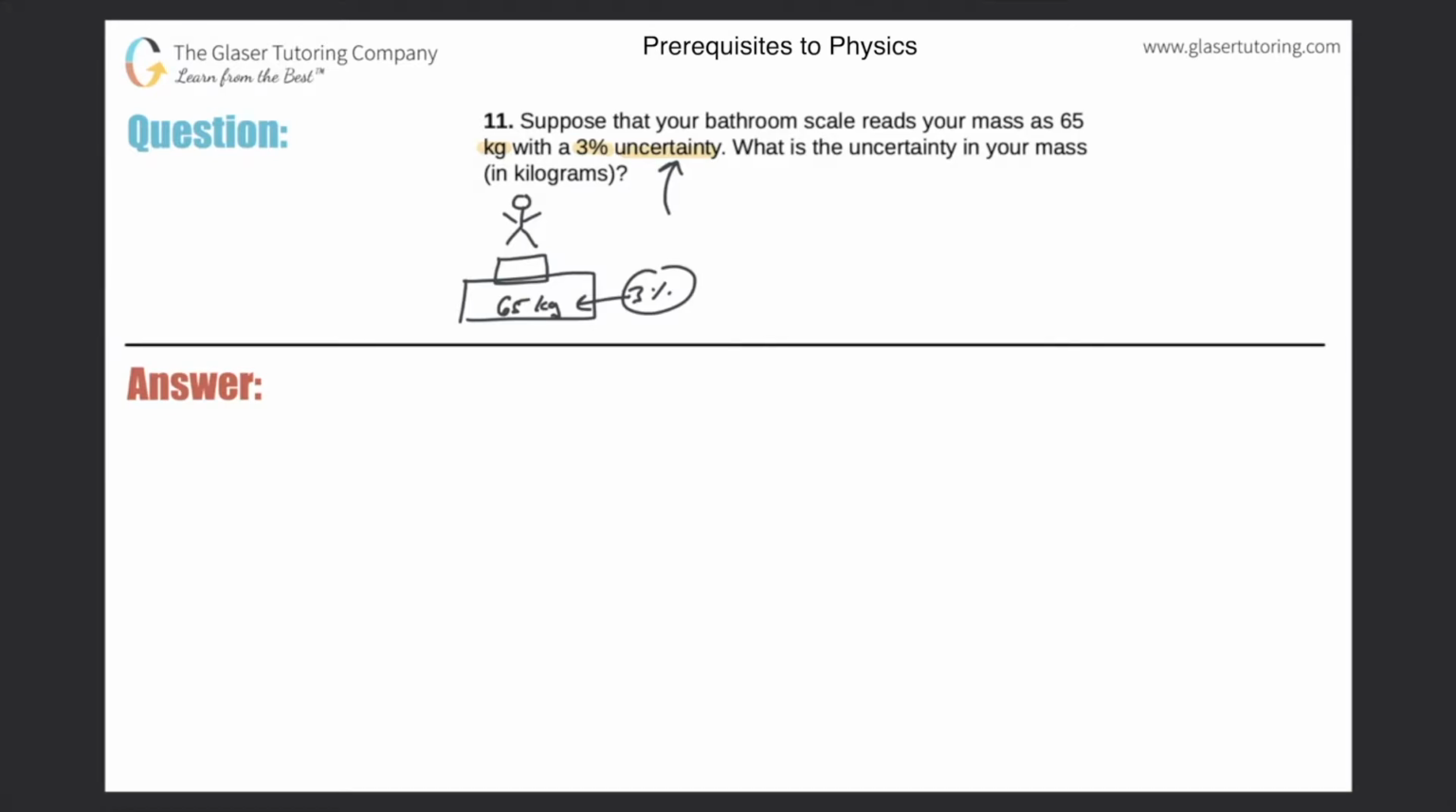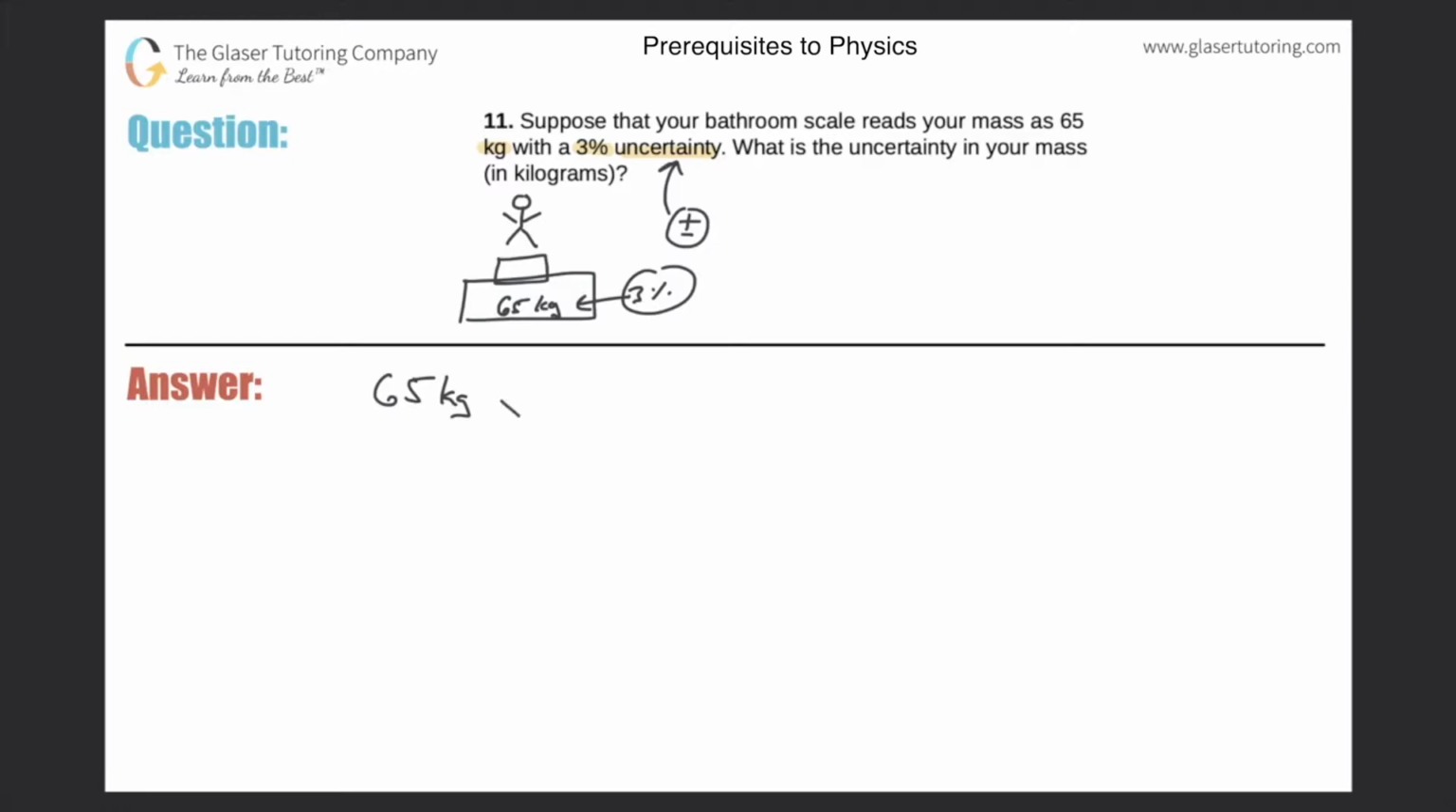So when we're unsure, right, maybe the true mass is 65 kilograms, right? Or maybe it's not. Maybe it's 64 kilograms, or maybe it's 66 kilograms, right? It could be a little lower, or it could be a little higher. So this term uncertainty, I always want you to remember it as a plus or minus value. Okay? So how to solve this particular problem is we take the mass, so we have 65 kilograms, that's what it measures, and then there's a 3% uncertainty associated with that.